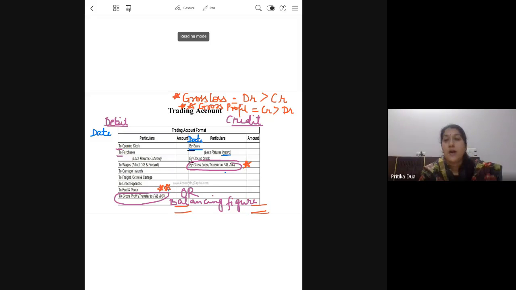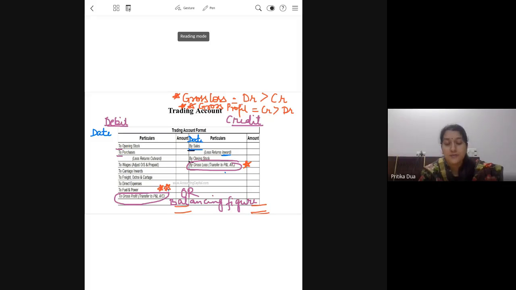Transportation of raw materials, payment of factory rent, payment of factory electricity charges. All this will come in the trading account, and from here you get the balancing figure of either gross profit or gross loss.